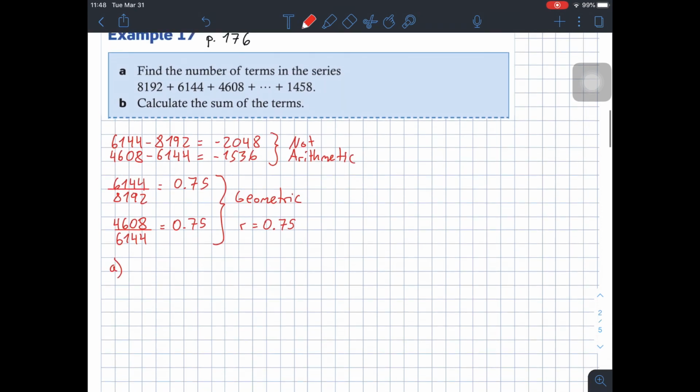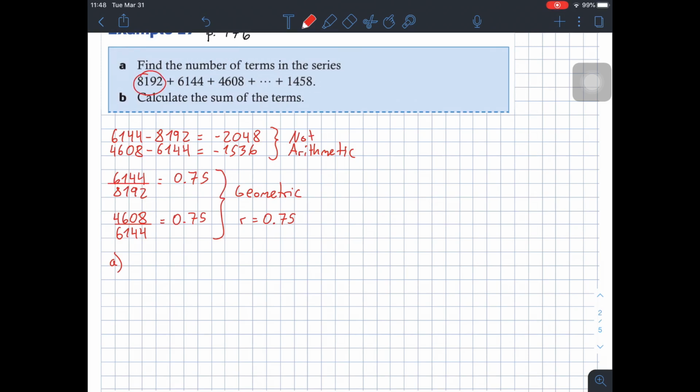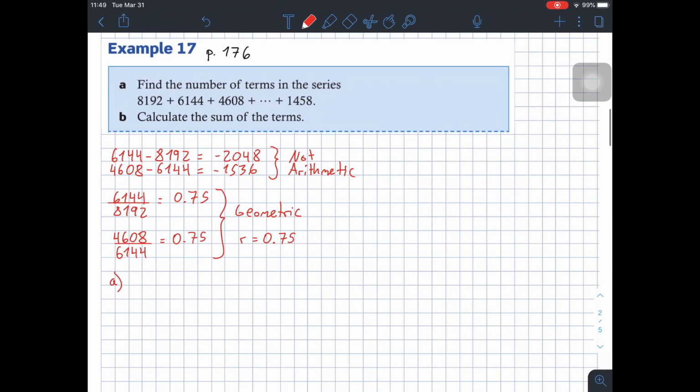Find the number of terms in the series. So we have U1, we already have the common ratio, and we have here the last term of the series. So this would be our Un, right? So remember the formula for the geometric sequence: Un equals U1 times r to the power of n minus 1.